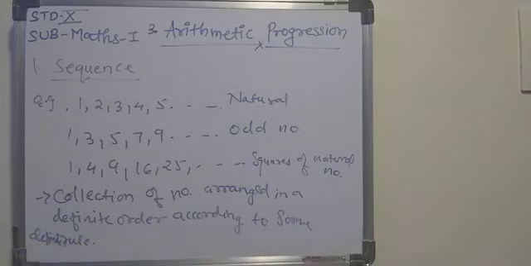Some fixed, some definite rule. Clear? So in a sequence, you can see multiplication, addition, subtraction, or the squares of natural numbers, cubes of natural numbers, right? So whenever you see some rule in a particular collection of numbers, then you call it a sequence, right? Next topic is terms.